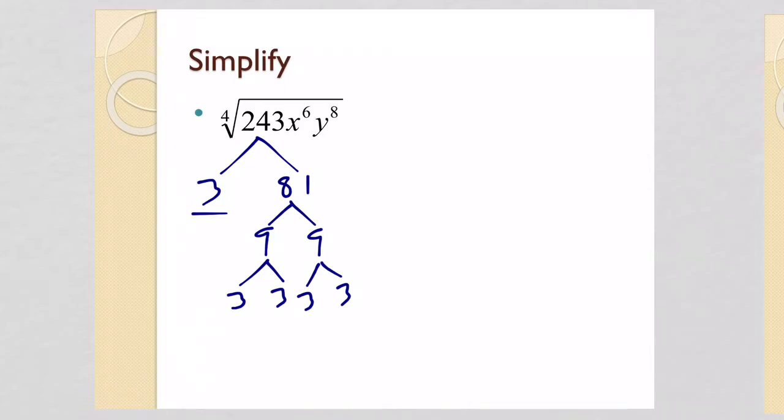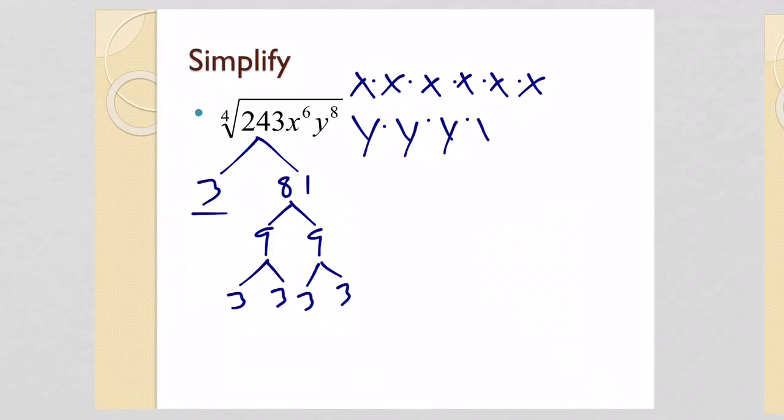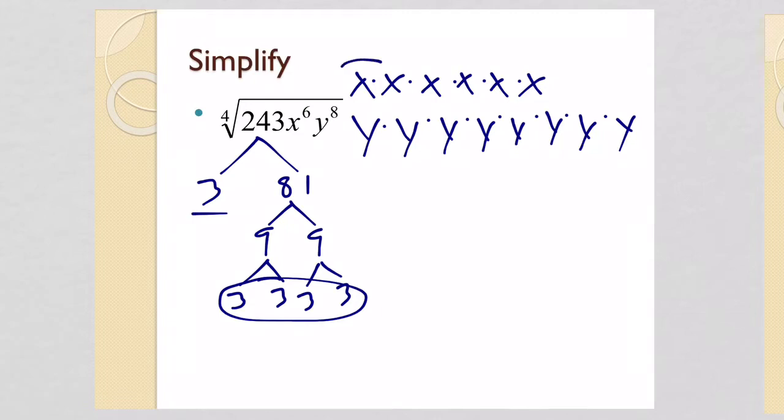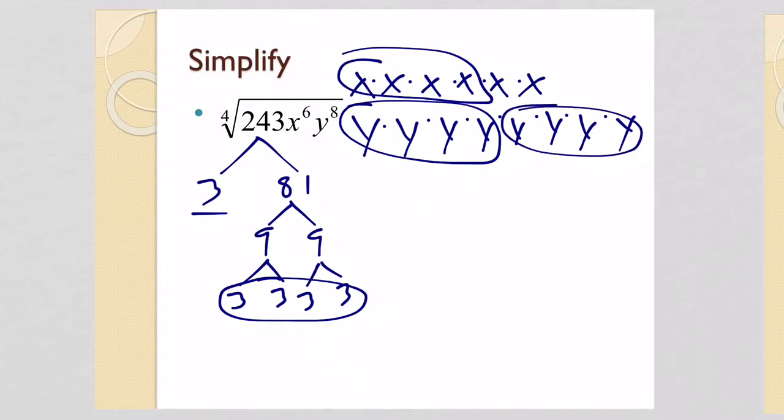So because of this one, I need a group of 4. So let me go ahead and write down my 6 x's. 1, 2, 3, 4, 5, 6, and my 8 y's. 1, 2, 3, 4, 5, 6, 7, 8. And now when I circle these, I need groups of 4. So I see I have one group of 3's. I have one group of 4's. And I have 2 groups of y's.